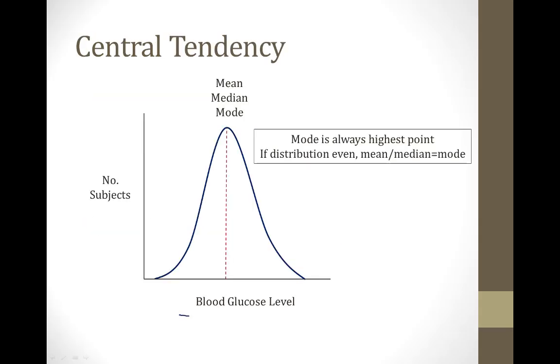So let's get back to this chart of blood glucose levels on the x-axis and the number of subjects with each recording on the y-axis. And let's figure out where the mean, median, and mode are for this distribution.